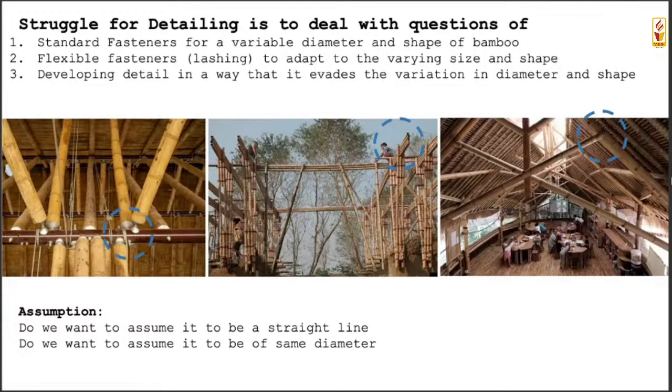So that's the first image. The second is flexibility, a flexible fastener. Flexible fastener means what? You are lashing it. Why are you lashing it? Because the lashing adapts to the variation in diameter. And the third one is customizing, where every time you are making a fish mouth and you are customizing. Once you know all the three, you will be able to detail it out.